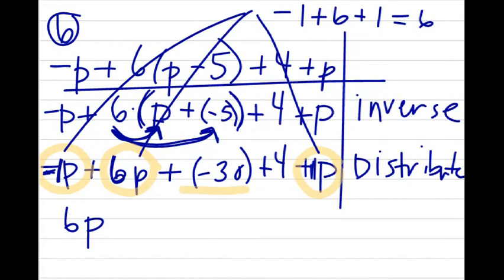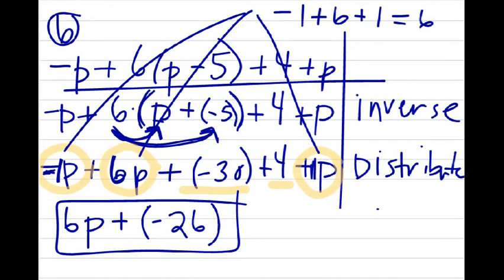And then I have a constant negative 30 and a constant 4. Negative 30 plus 4 is negative 26. Combine like terms. I added, and combining like terms is the addition type of property. And that's it. So hopefully this helps you get ready for your quiz.